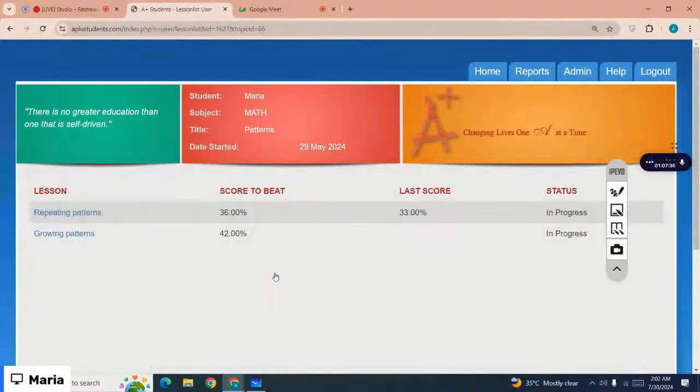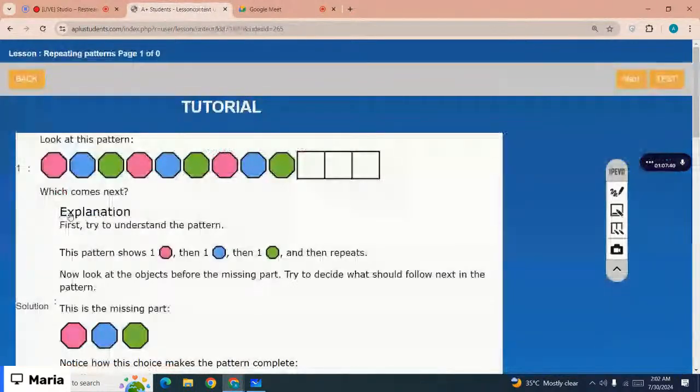Okay, we're going to start with the first lesson, that is repeating patterns. Look at this pattern, which comes next? So first we have to look at the pattern. You need to understand the pattern. Then we have to see what comes next, right? Okay, just look at the pattern.